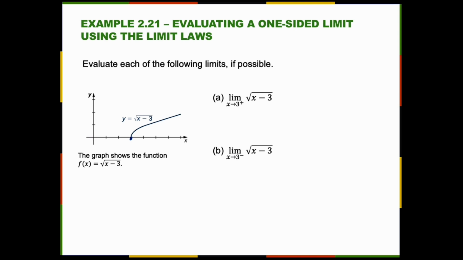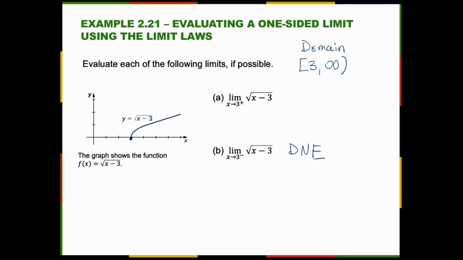So the graph is only defined over the interval from 3 to infinity. This is the domain. The graph doesn't exist to the left of 3. Since the function is not defined to the left of 3, we can't apply the limit laws to compute the limit as x approaches 3 from the left. And so this limit does not exist. So looking at part B, we would say it doesn't exist.